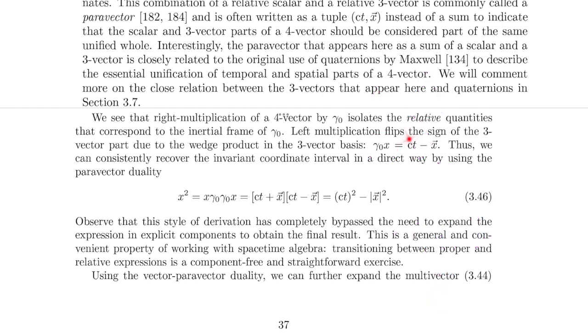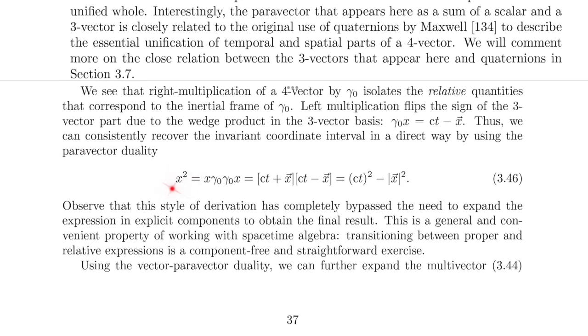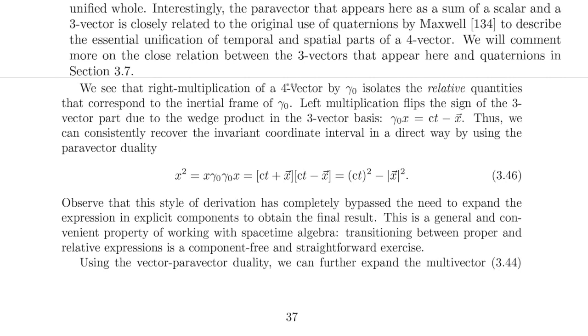So left multiplication gives you this. Thus, we can consistently recover the invariant coordinate interval in a direct way by using paravector duality. So they say, okay, x squared, that is going to be, if x is a position vector in space-time, which is the way we write down an event, t, x. That's one little instant in an event in space-time.